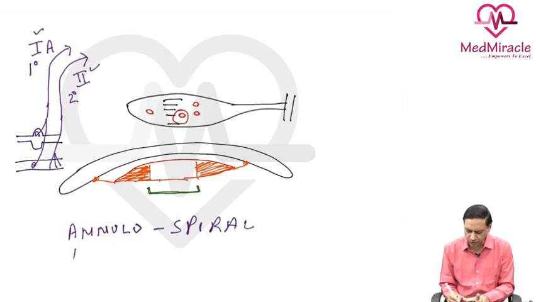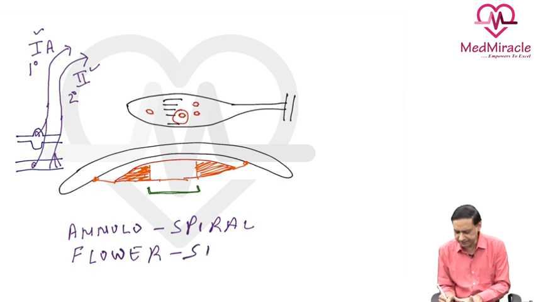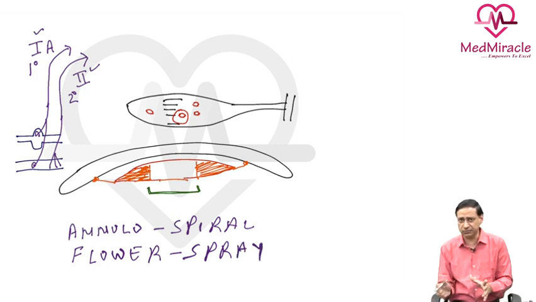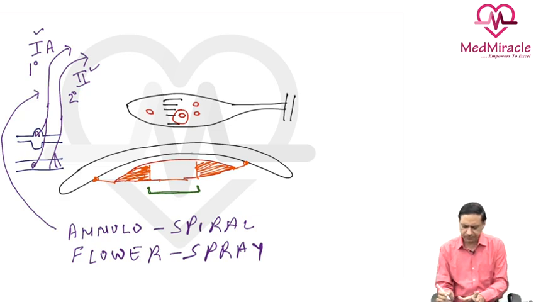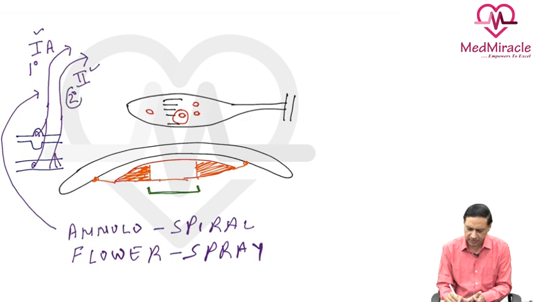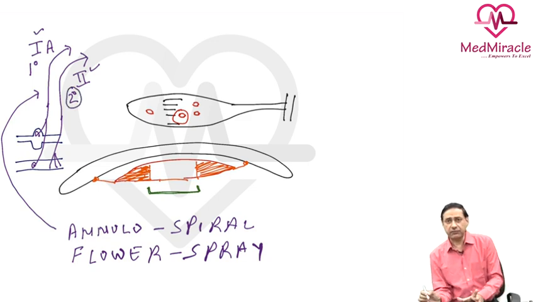And this type 2 is also known as flower spray ending. Okay, very typical names. Sometimes in MCQ they just try to confuse you. So this is annulospiral ending, this is primary, and the other one, the secondary, is also known as flower spray ending.